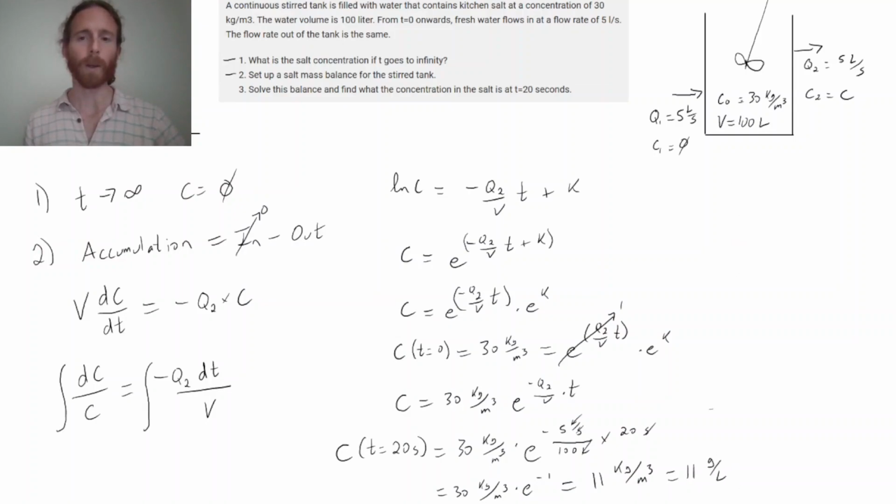So we started with a concentration of 30 kilograms per cubic meter, and after only 20 seconds, we're down to less than half that. So we can see that the concentration is declining quite quickly. If we wanted, we could put this into Excel and find the concentration at every second, and make a graph to see how the concentration goes down over time. That would be a very effective way of visually modeling this transient situation.